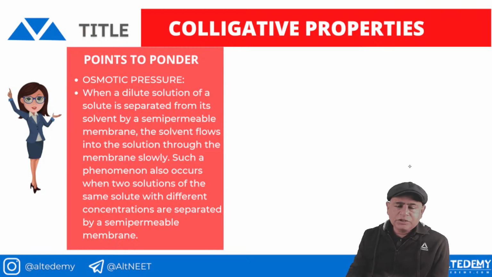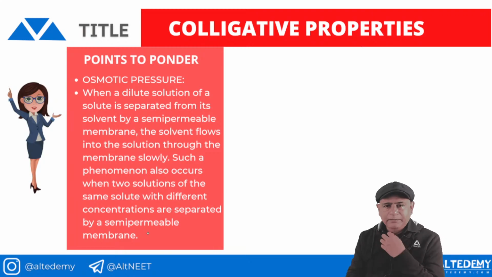Coming to another aspect, which is called osmotic pressure. You better know what is osmosis. When a dilute solution of a solute is separated from its solvent by a semi-permeable membrane, the solvent flows into the solution through the membrane slowly. Such a phenomenon also occurs when two solutions of the same solute with different concentrations are separated by a semi-permeable membrane. I will give you a very commonplace example.